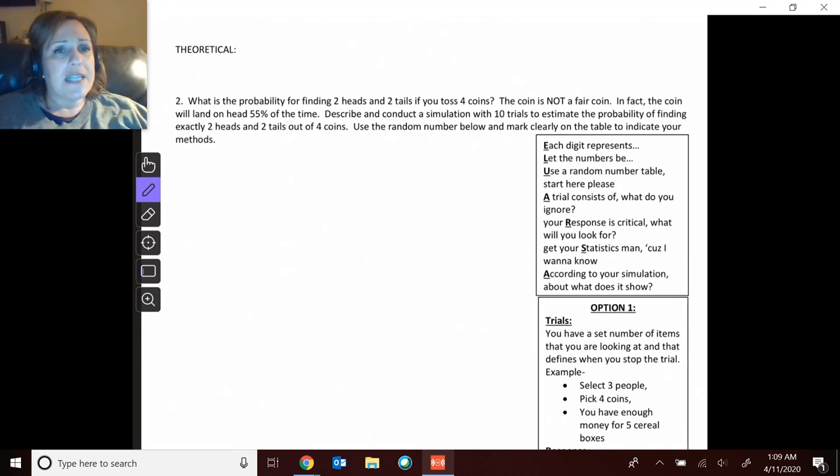All right, let's take a look at the next problem. It says, what is the probability of finding 2 heads and 2 tails? So we want exactly 2 heads and 2 tails if we toss this particular coin 4 times. Now, the catch is that this coin is not a fair coin. In fact, the coin will land on heads 55% of the time. Describe and conduct a simulation with 10 trials to estimate the probability of finding exactly 2 heads and exactly 2 tails out of 4 coin tosses. Use the random number table below and mark your work.